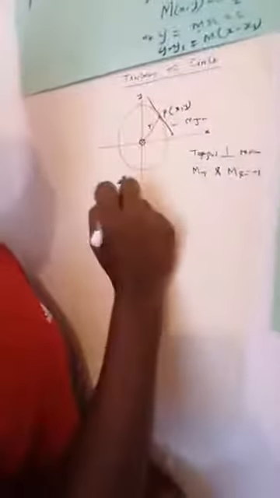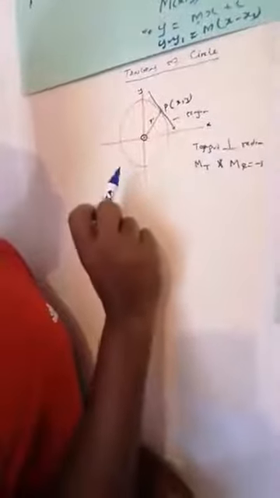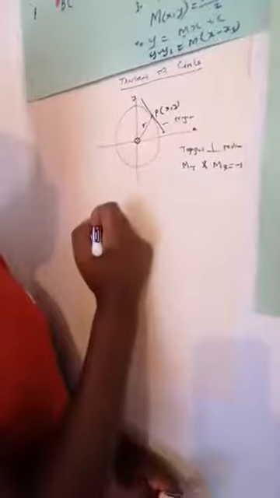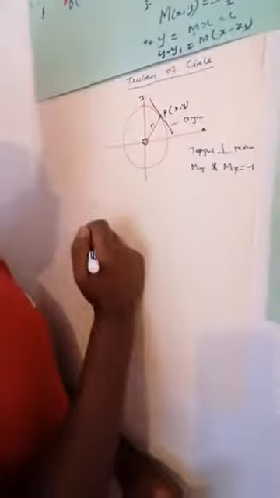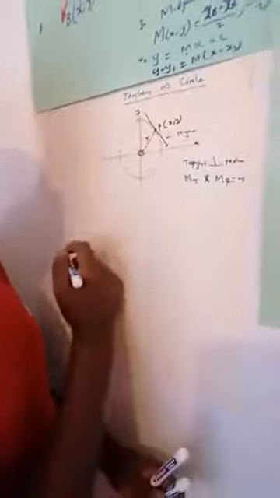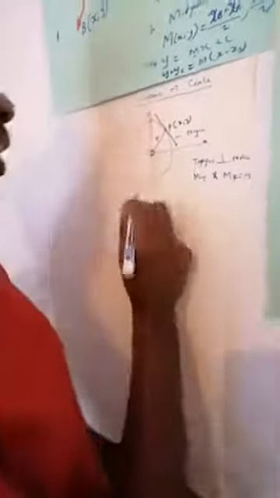So if you are given a tangent and a circle, you must know that the one thing you will definitely need is a gradient. You must know how to calculate the gradient, and you must know that they are perpendicular. Let's say we are given something like this.